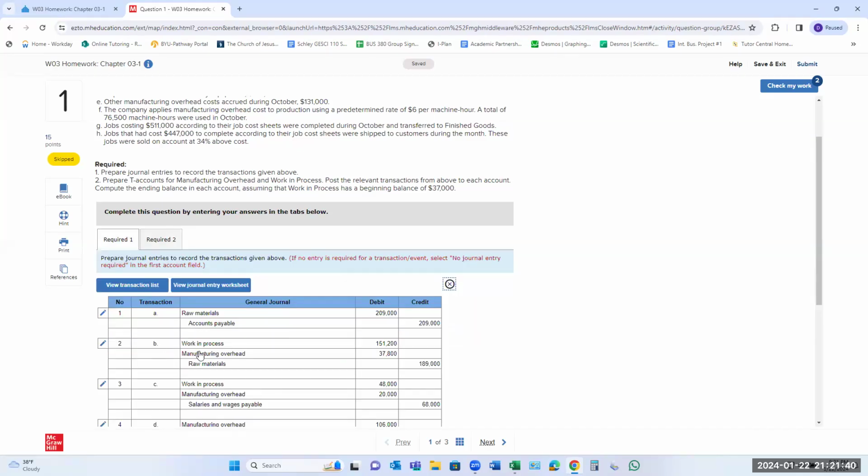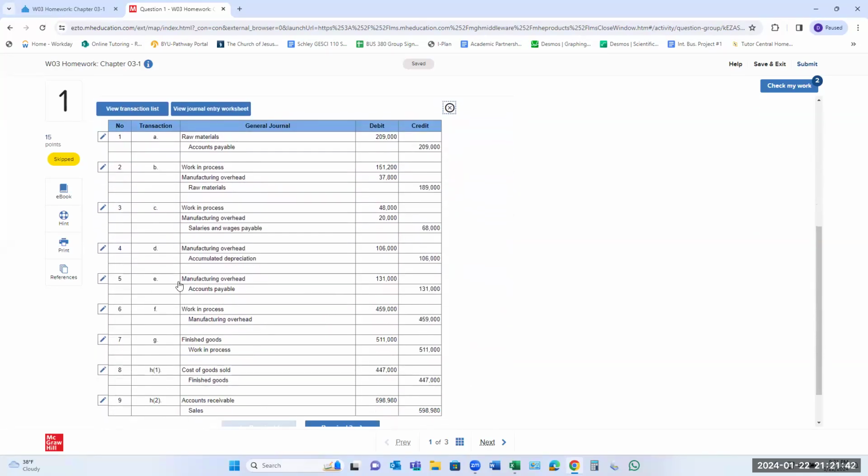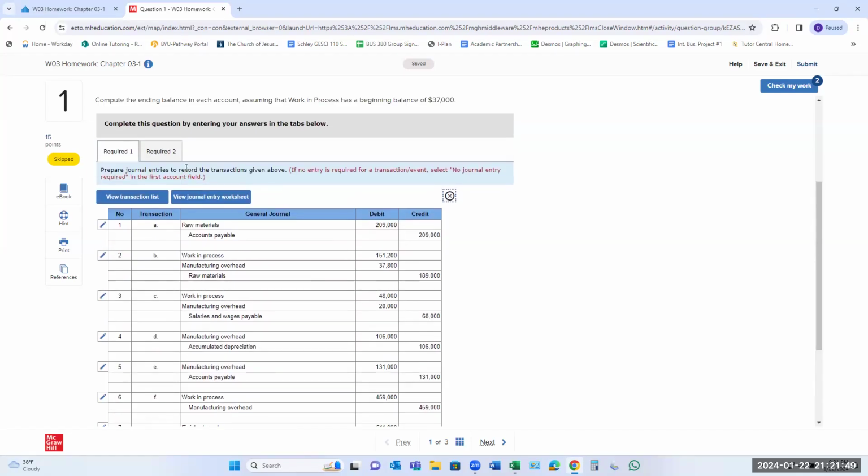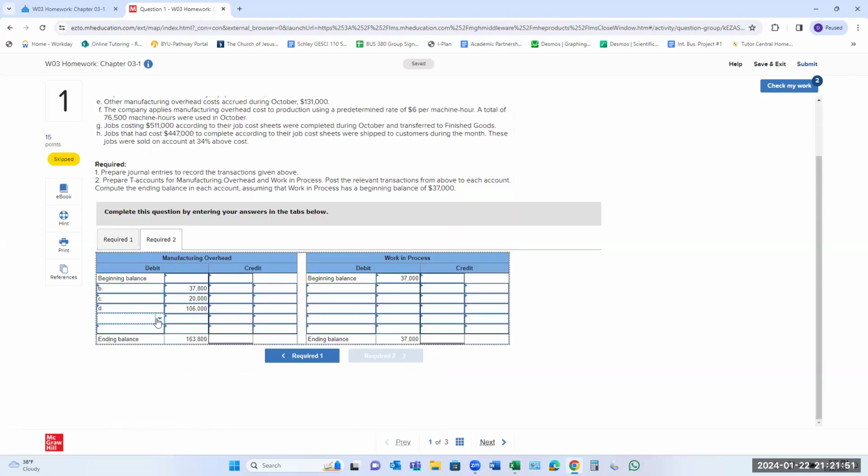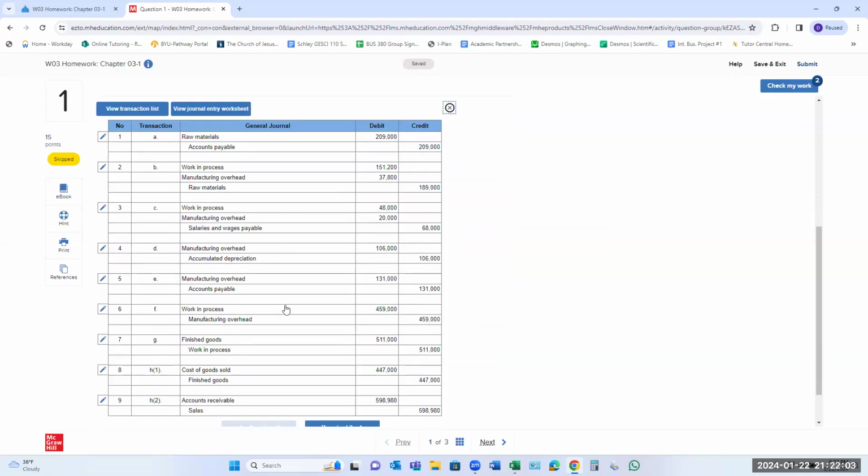Okay. And then manufacturing overhead in E of 131,000 debit. So scroll down to find E. And that was 131,000. Okay, we were on E. Okay, F. Now this time it's a credit. Let's do entry F, credit.